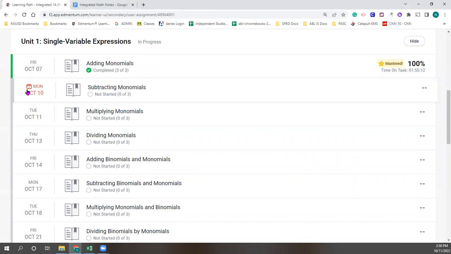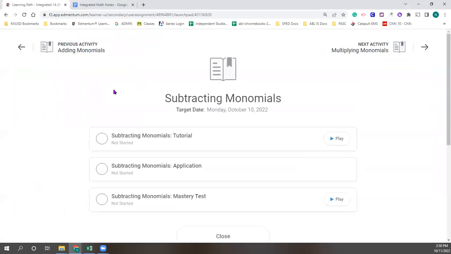So the next one, notice it says October 10th, but today's the 11th, so I got to catch up. I got to spend time doing this lesson. So I'm going to start. I'm going to hit play.